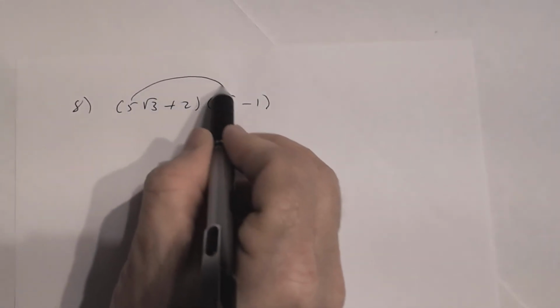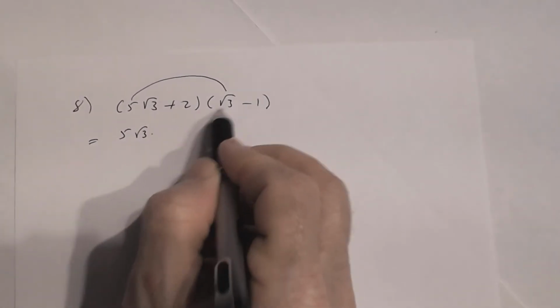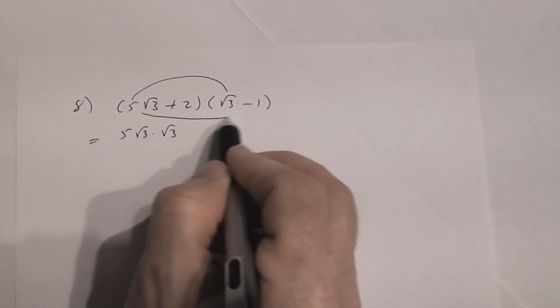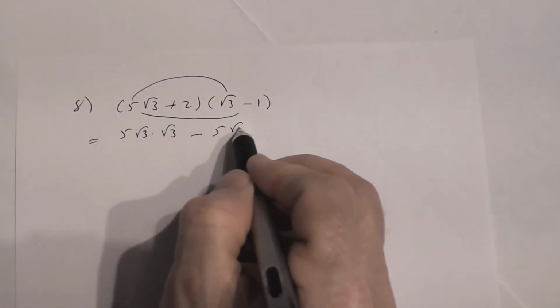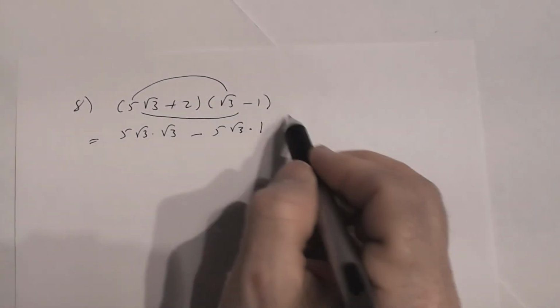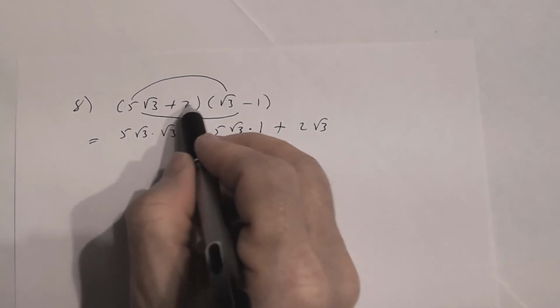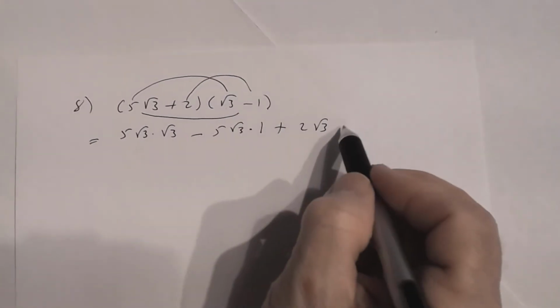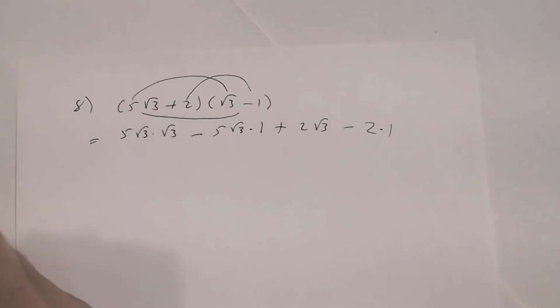So first times first, and actually write it out. Say 5 square root of 3 times square root of 3. The outer, a positive times a negative is a negative. So I have 5 square root of 3 times 1. The inner, positive times a positive is a positive. 2 square root of 3, right? And then the last, a positive times a negative is a negative, and then 2 times 1 is 2. So 2 times 1, right?